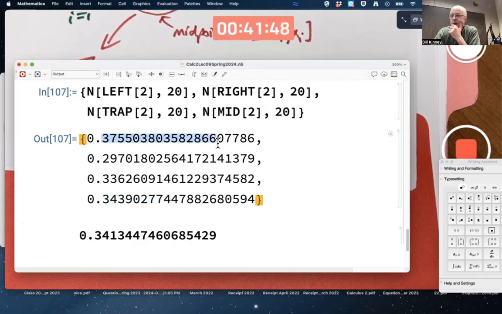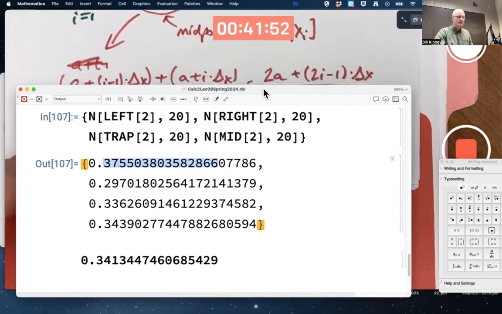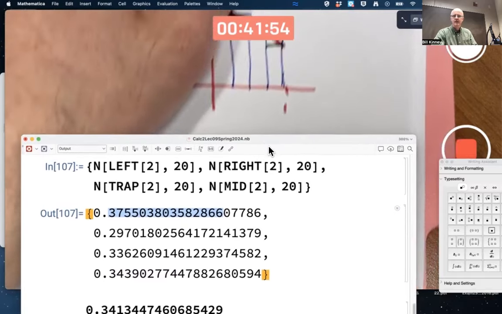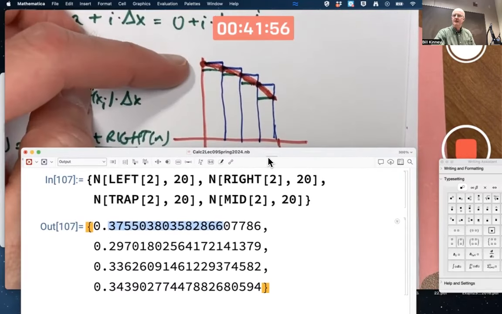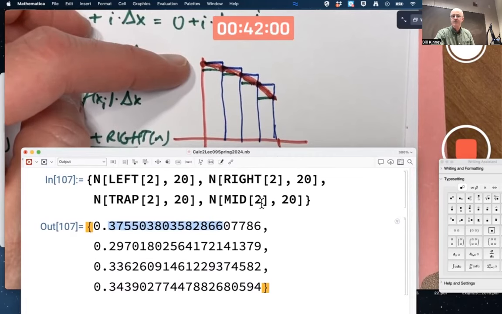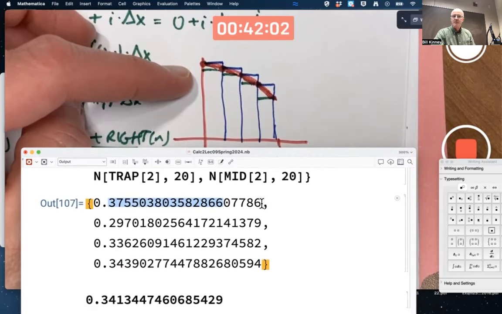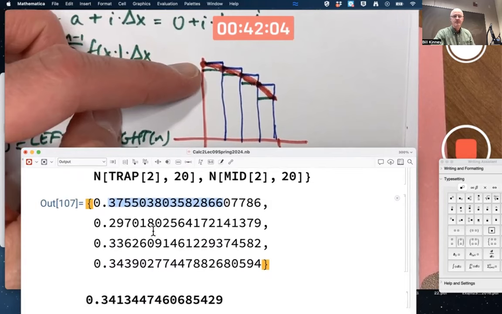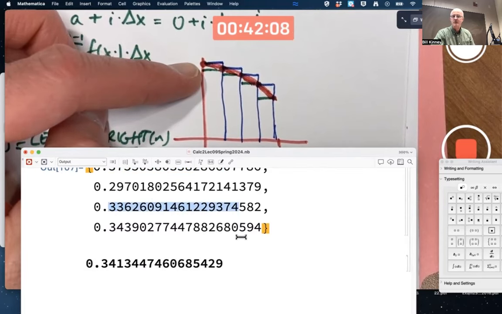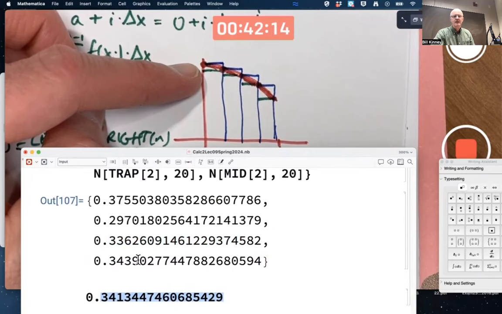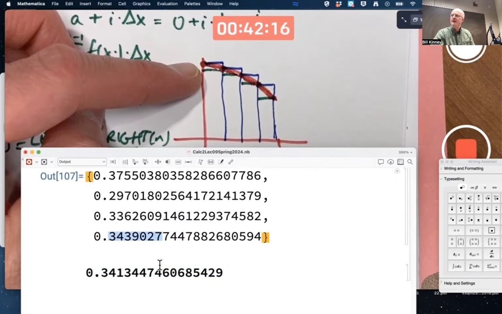The left-hand rule is too big, right? We made a drawing of that. That was this drawing. Because our graph's decreasing, the left-hand rule is too big, the right-hand rule is too small. Trapezoid rule I did mention, because the graph's concave down, is a bit too small. That number is a bit too small compared to the best answer. Looks like the midpoint rule is a bit too big.